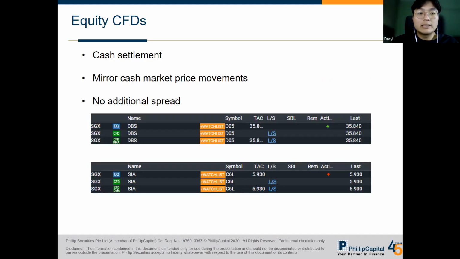For equity CFD, these are cash settled. It mirrors the price movement of the stocks. From this photo, we can see that there is no additional spread. We can see that the DBS bid and ask for stocks and CFD are all the same. There's no additional spread.